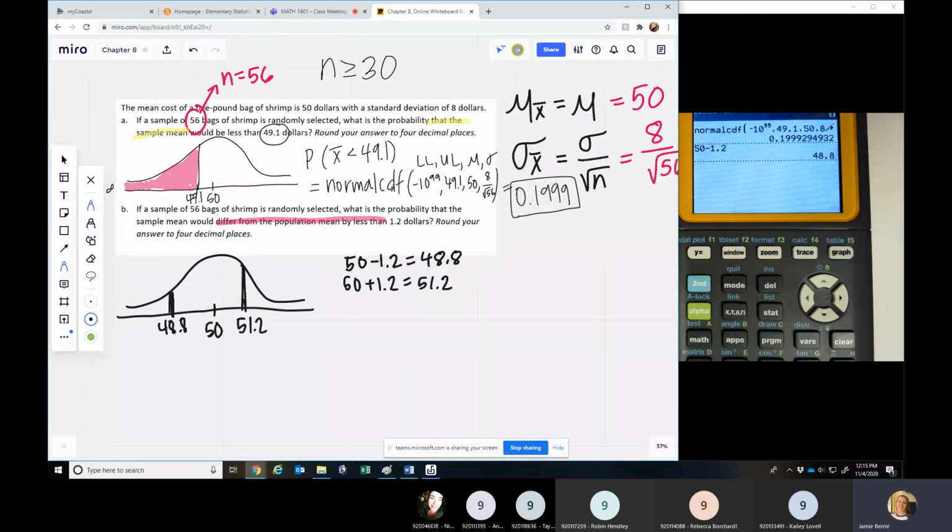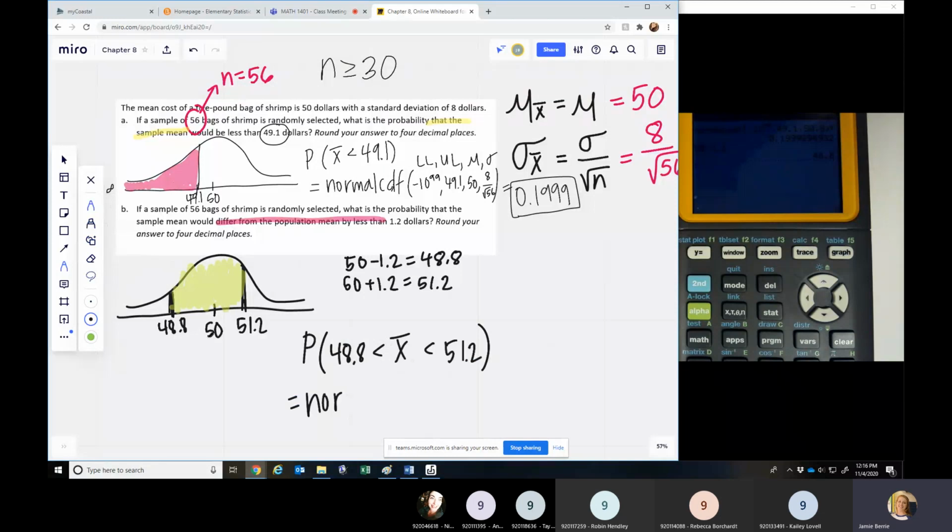All right, so it's asking what's the probability that the sample mean would differ from 50 by less than $1.2. So that would be in this middle area here. That would be all the numbers that are less than $1.2 away from 50. Okay, so we're going to shade in the middle. Go ahead and shade in the middle. And that's the probability we're going to find. Okay, so we're looking for the probability that the sample mean is between these two numbers, so 48.8 and 51.2.